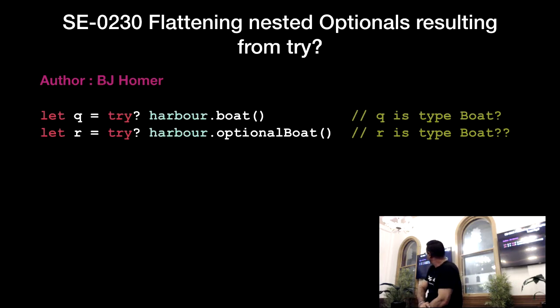The other thing they have now with this is flattening. When you take an optional, this is a good example. If you take let Q as try harbor boat, because you're trying optionally, it will give you an optional, right? And then if you actually have another one, which is an optional boat, which actually returns an optional, you get a double optional, which means that if you want to unwrap it, you have to unwrap it twice. So it's a bit complicated, and you go like, why would you do that? Well, that's what it was. So now they've actually fixed it, so that you actually get flattened optionals as a result with try.